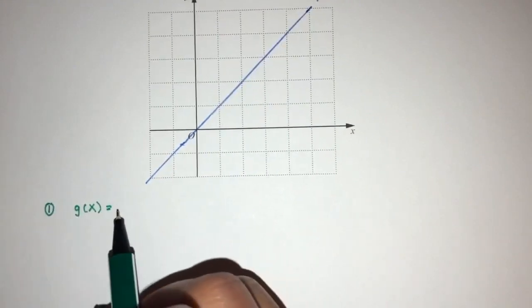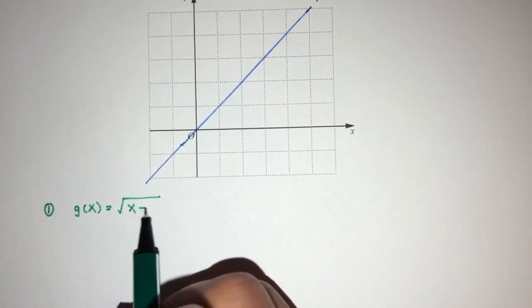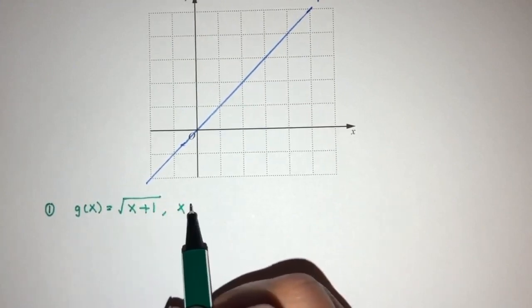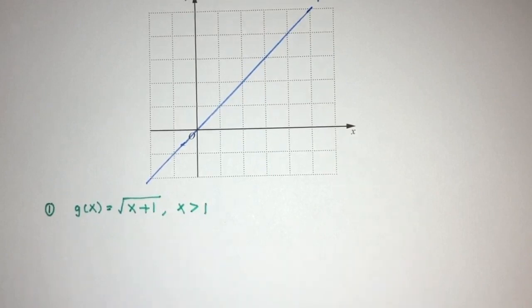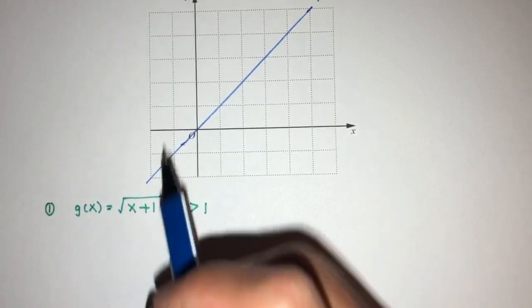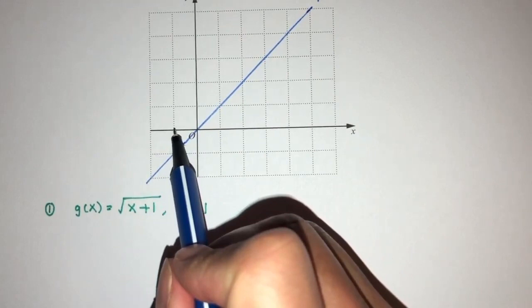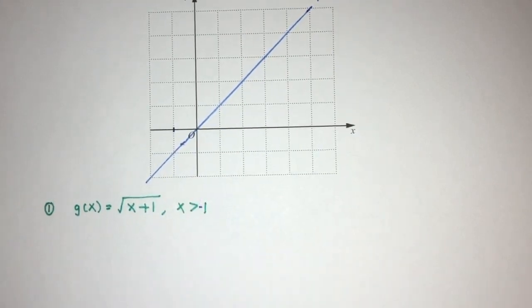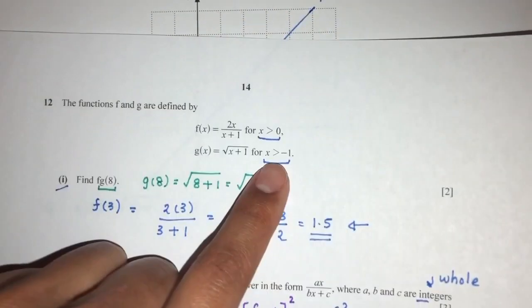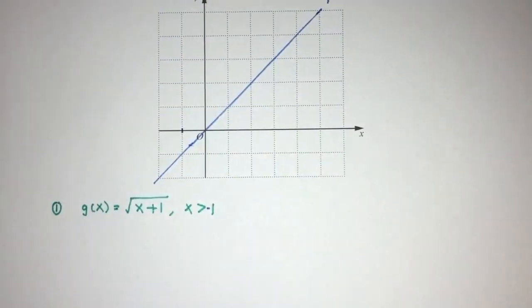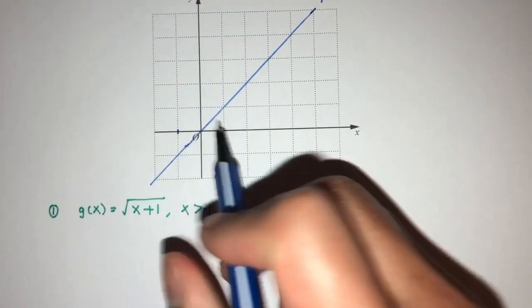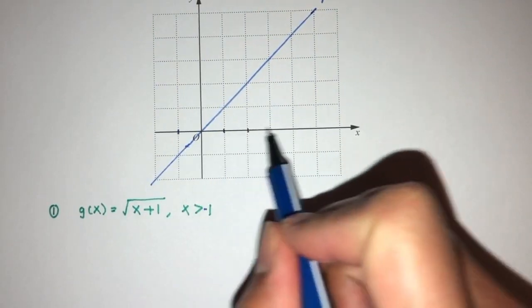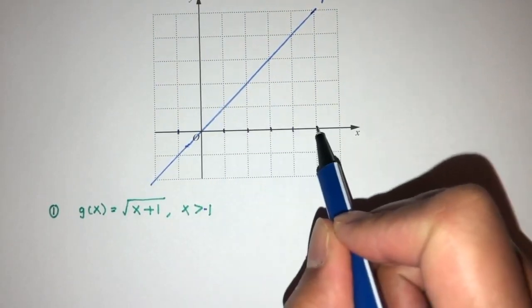it is equal to root of x plus 1, where x has to be more than the value of minus 1. So as we have seen, let's label this as minus 1, not 1. This is the domain given to you by the question, right? Minus 1. So let's mark the value here, minus 1. This will be 1, 2, 3, 4, 5.